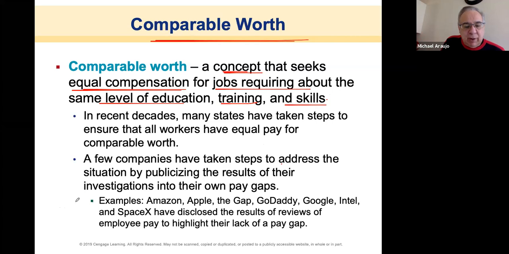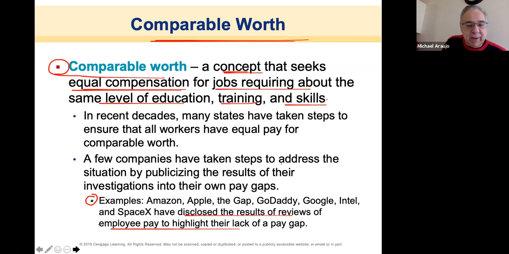For example, a lot of companies, Amazon, Apple, et cetera, these folks down here, they have disclosed the results of the differences in employee pay at different job levels to say, actually, there's really not much of a pay gap here. We're doing a pretty good job. In other words, we see everyone as equal who are doing this type of job, and so they're getting paid equally.